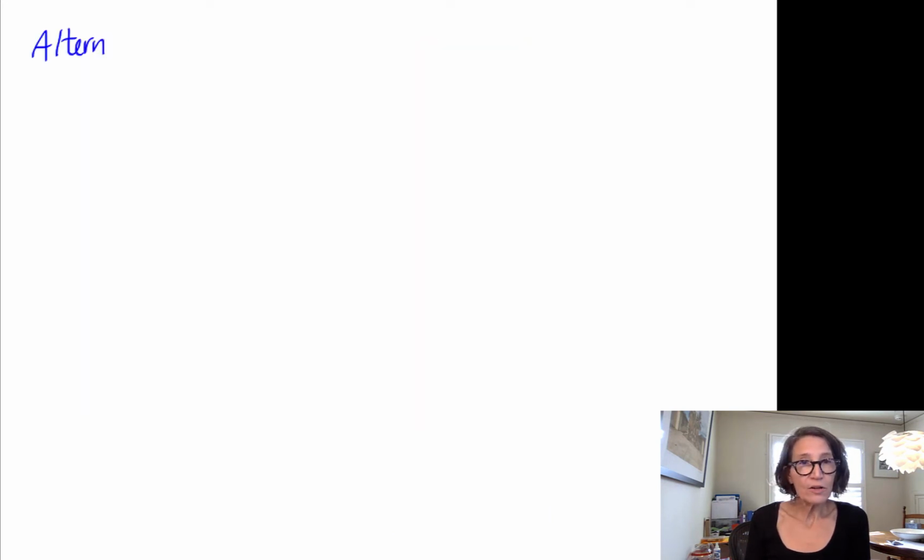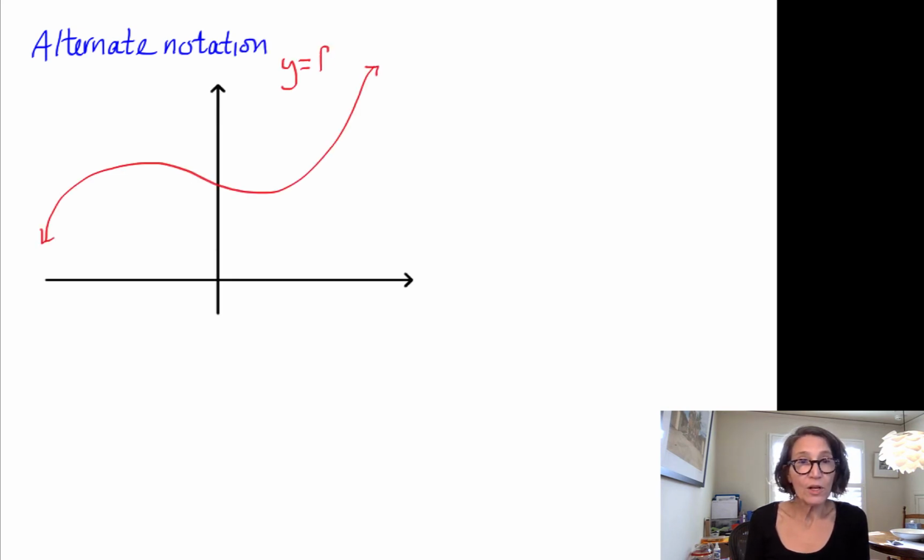So let's look at the alternate definition. Sometimes this definition is more useful in certain situations. So let's start again with a picture of a curve and a point P. The coordinates are A, f of A.